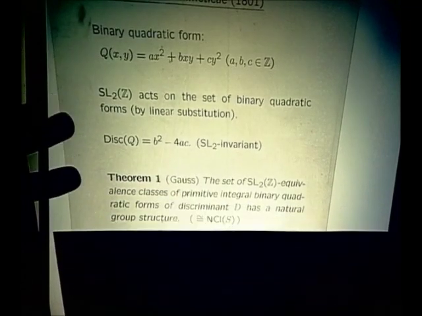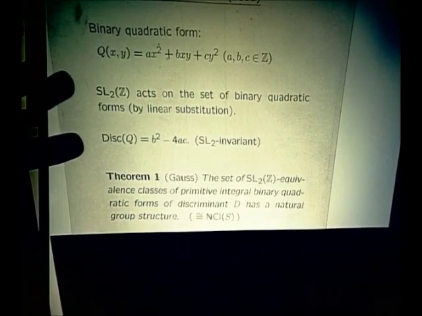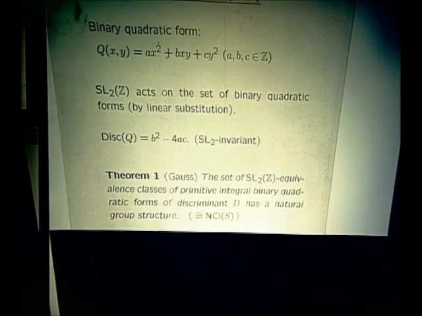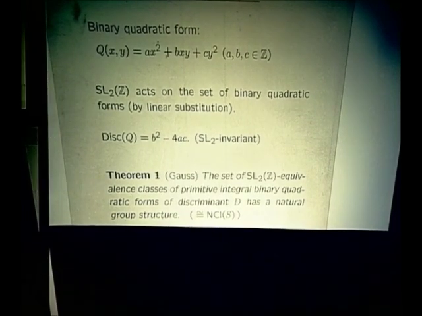So what Gauss proved about these orbits was a certain group structure. What he said is that if you take the set of SL2Z equivalence classes of primitive integral binary quadratic forms of a given discriminant. Okay. So there are only finitely many such things.